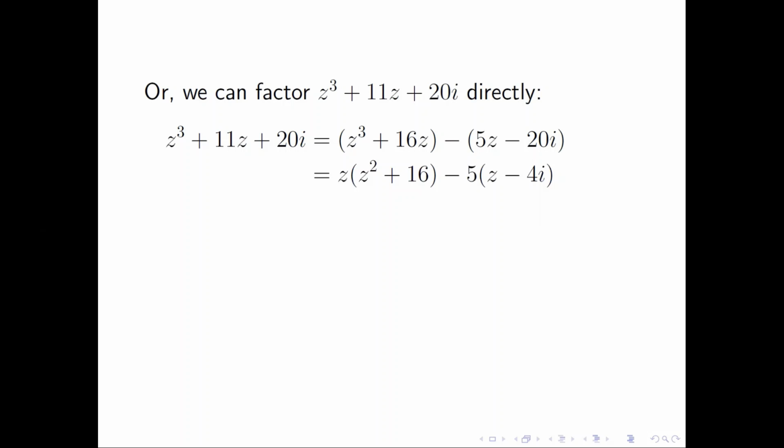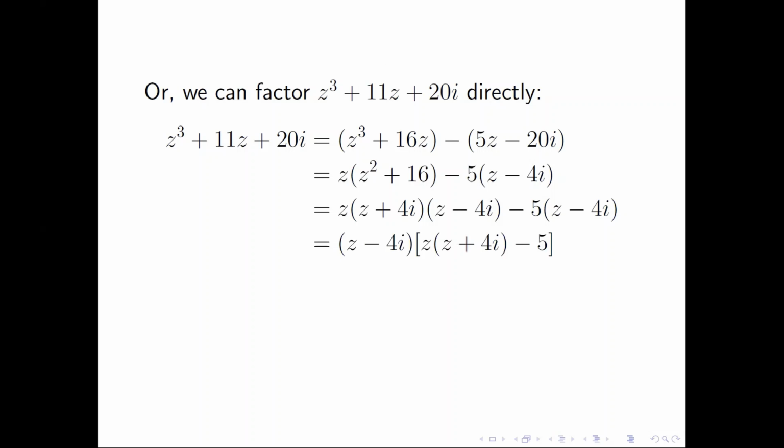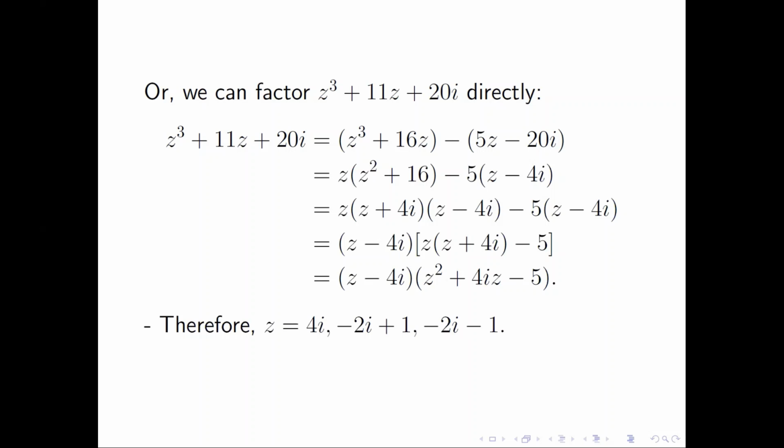Let's see. From the first group, we factor out z, and from the second group, we factor out 5. z squared plus 16 equals z plus 4i times z minus 4i. Factor out z minus 4i and clean up. We have this. From the first factor, we got z equals 4i, and using the quadratic formula, we got the other two roots, and we are done.